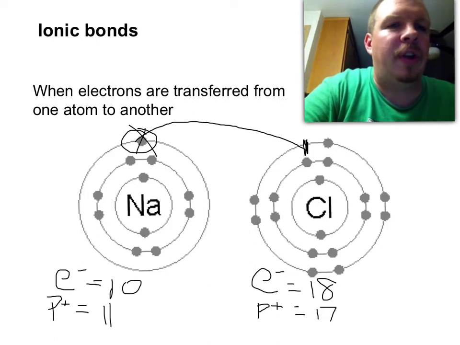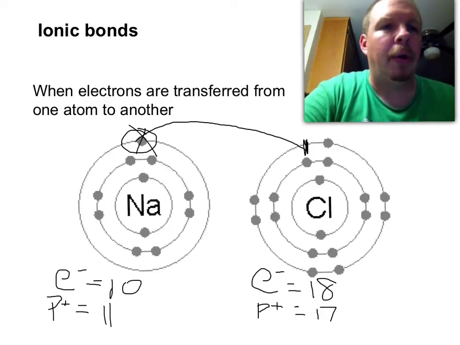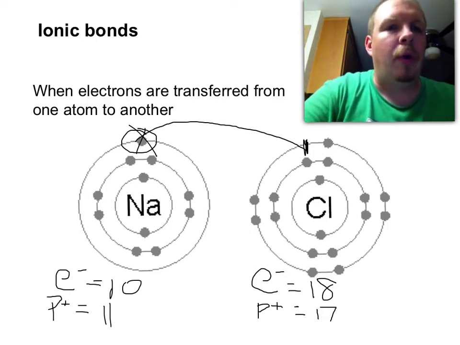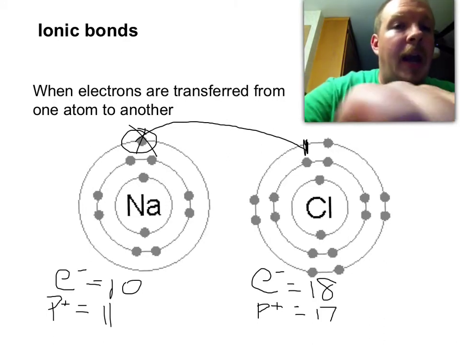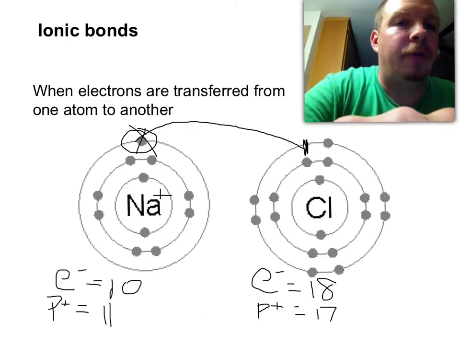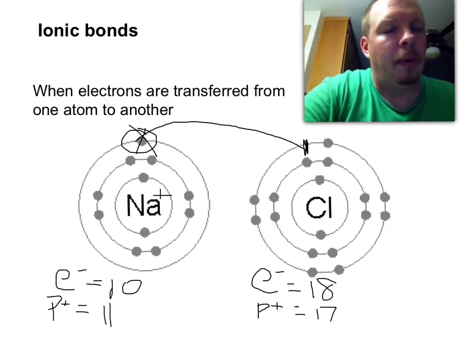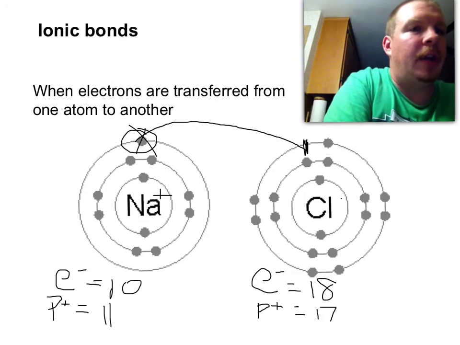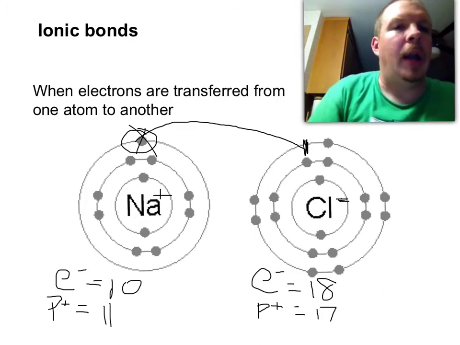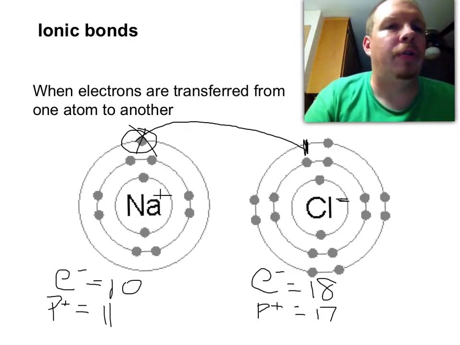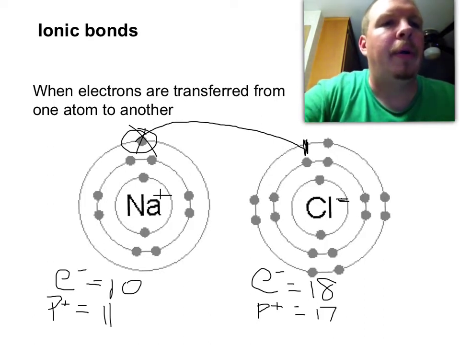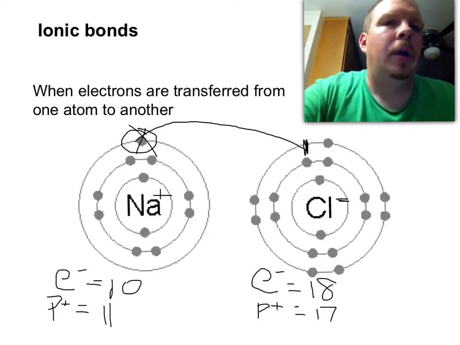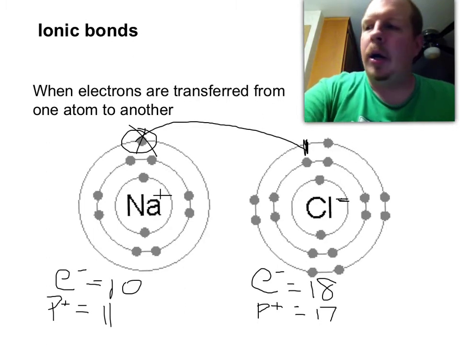So now what's happened? We've got an unequal number of protons and electrons. So overall, because that electron has left sodium, sodium now has a positive charge. And chlorine has a negative charge. All right? And now what you've created are 2 ions, okay? So an ion has an unequal number of protons and electrons, hence the name ionic bond. All right, next up, covalent bonds.